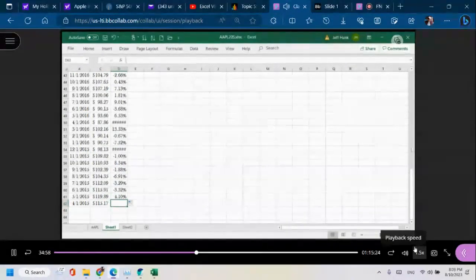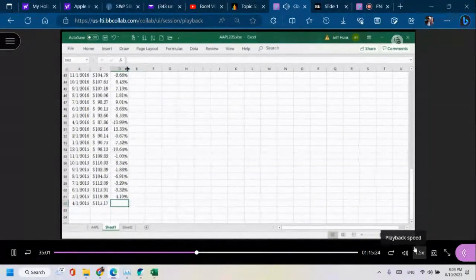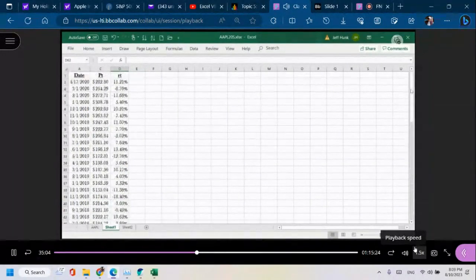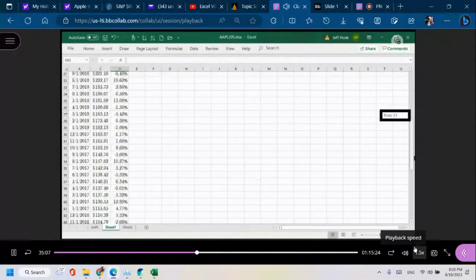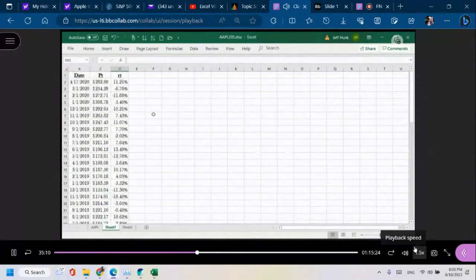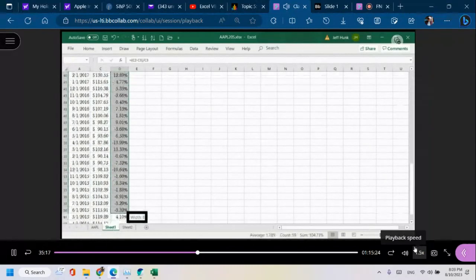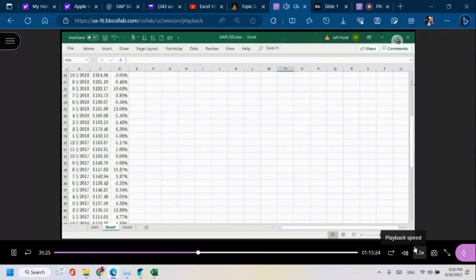That's fine as long as we have 60 data points, 60 monthly data points. There are 60 of them, because 5 years is 60 months. So we got the monthly returns.